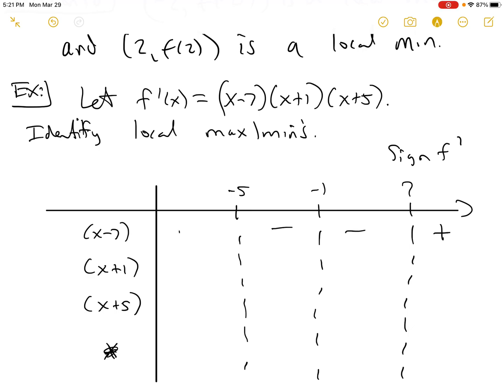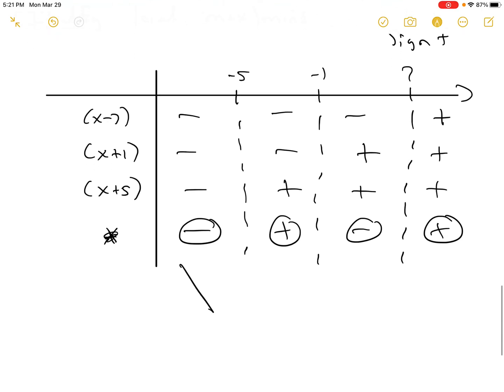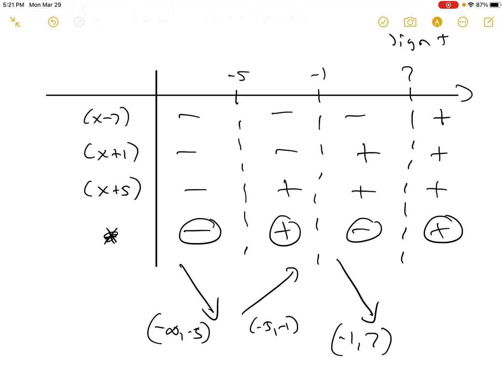That guy goes like this. This guy goes like this. And this guy goes like this. And then we do the multiplication. We have negative, positive, negative, positive. So the function is decreasing on minus infinity to -5. It's increasing on -5 to -1. It's decreasing on -1 to 7. And it's increasing on 7 to infinity.